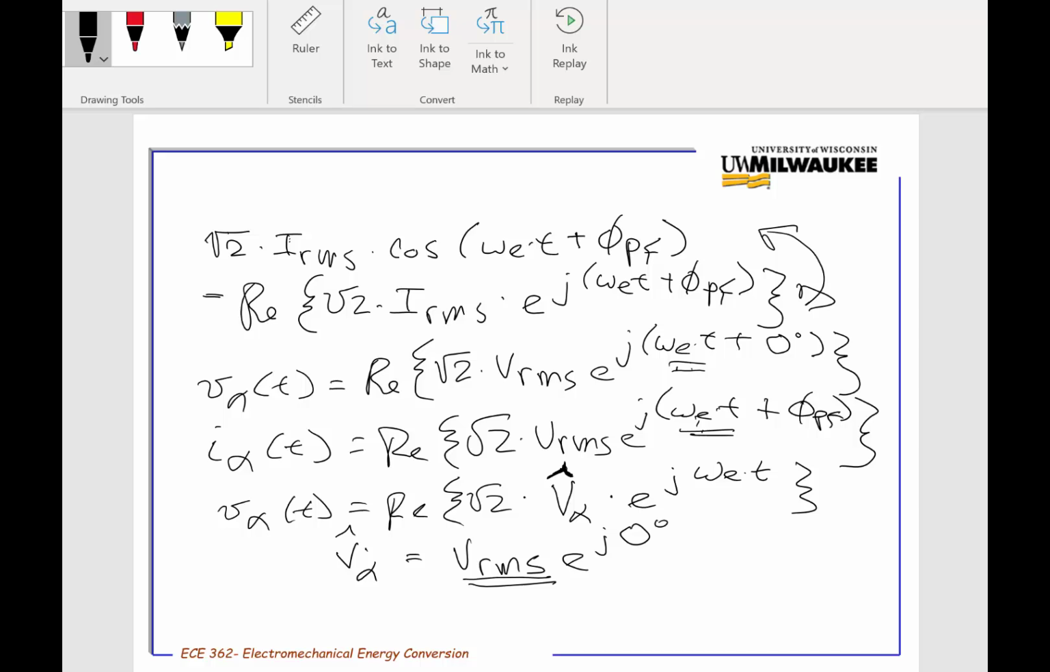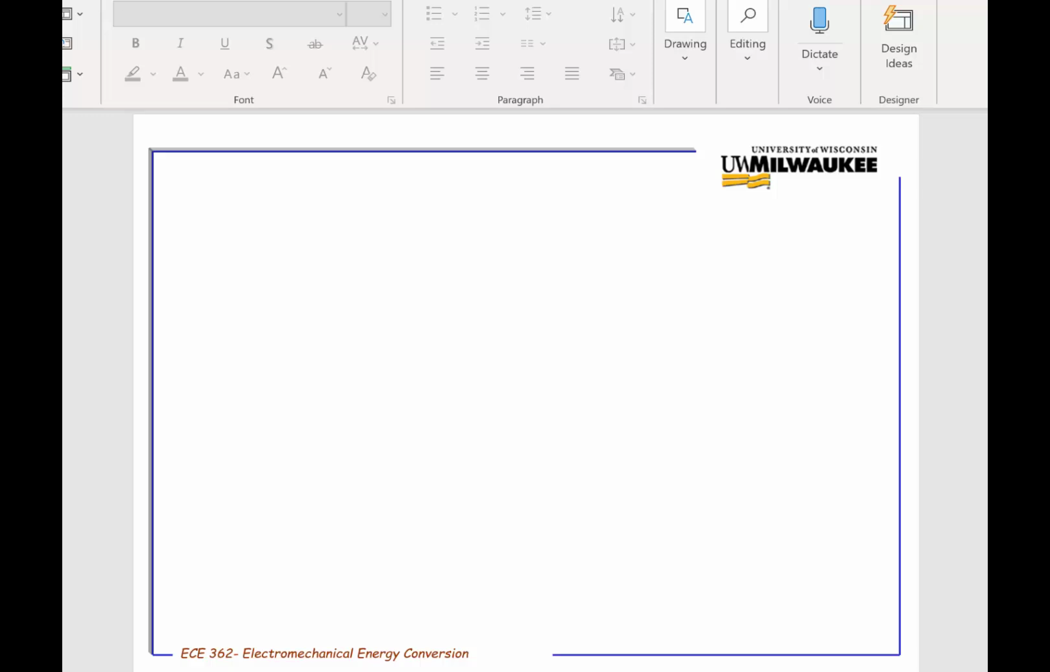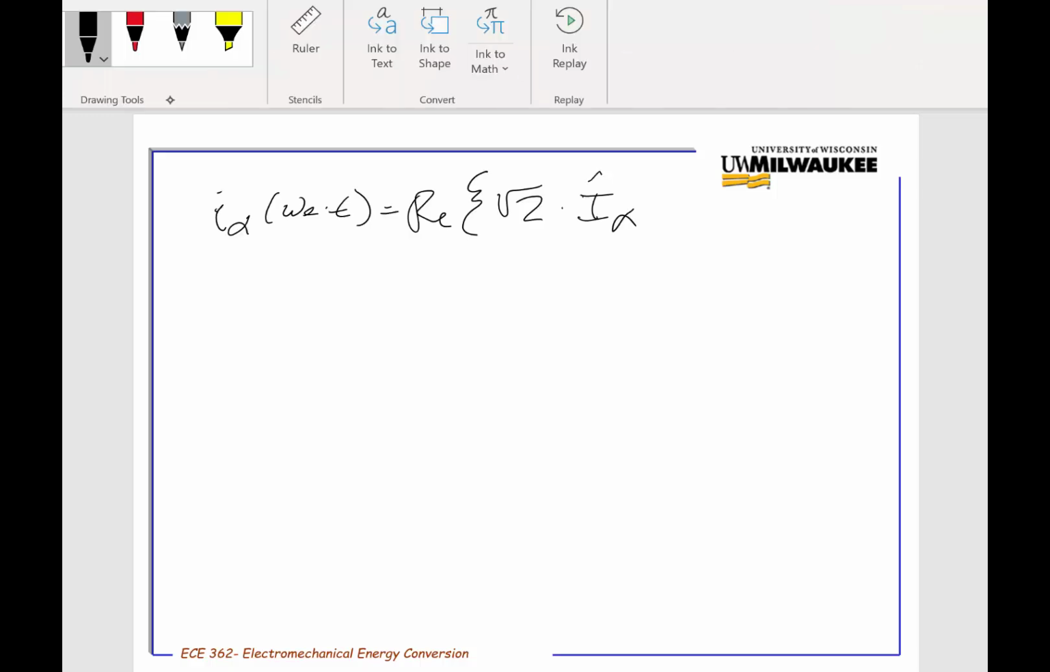So e^(jθ), another way to write this is VRMS at an angle 0 degrees. And since e^(j0 degrees) is the same as 1, because we're referenced at 0 degrees, it's just one value, VRMS. The current, on the other hand, is going to look like this. So there's the current phasor, e^(jωt).